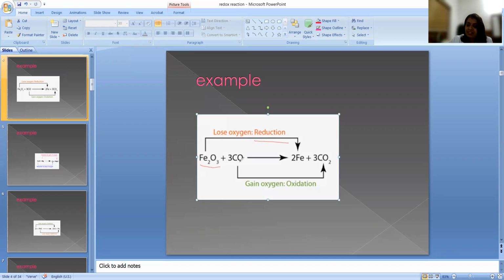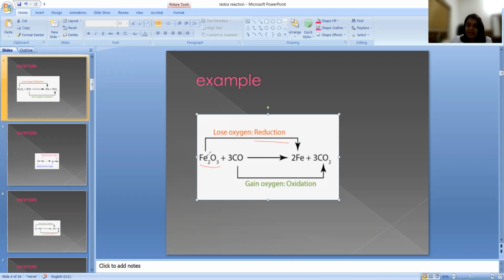And in the case of carbon monoxide, what is happening? Carbon monoxide is getting one more oxygen and converting into carbon dioxide. That reaction is called oxidation. So this reaction entirely is called a redox reaction, because reduction and oxidation are taking place simultaneously.